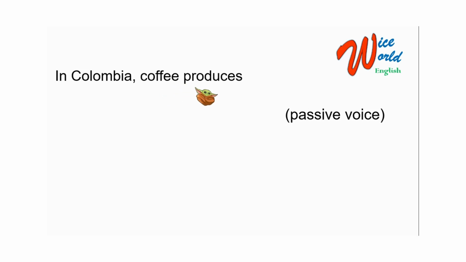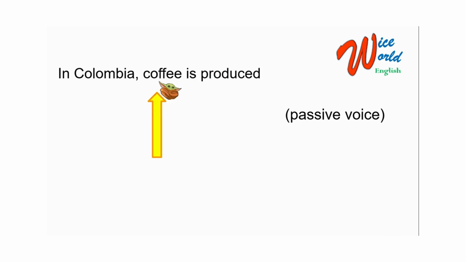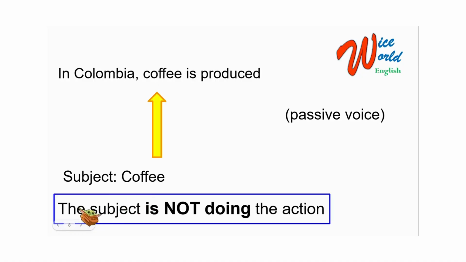So how do we do it in passive voice? Attention and take a look at this. In Colombia, coffee is produced. Remember, the subject is coffee. The subject is not doing the action. That means that in this sentence we are using passive voice. So when do we use passive voice? When the subject is not doing the action.